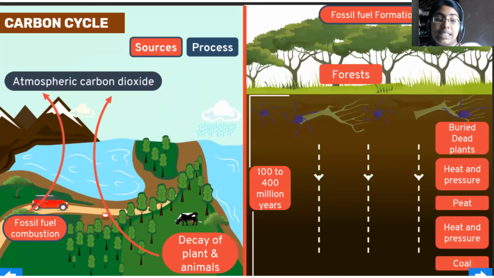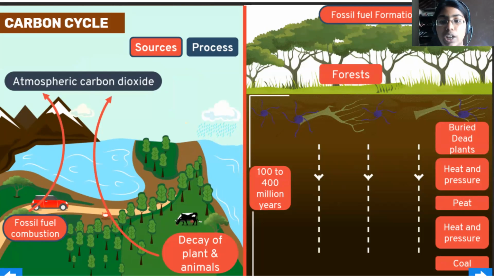So the next is the carbon cycle. By which all the processes is the carbon available on the earth? The sources of them: the atmosphere is one thing. Second is the fossil fuel combustion. We know while firing, oxygen is taken in and carbon dioxide will be released because of that combustion. And the decay of plants and animals.